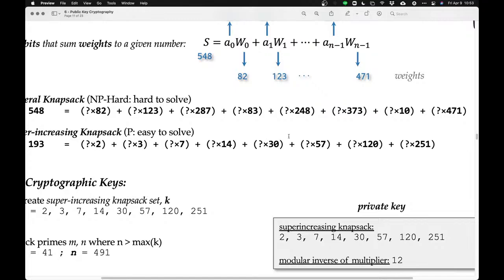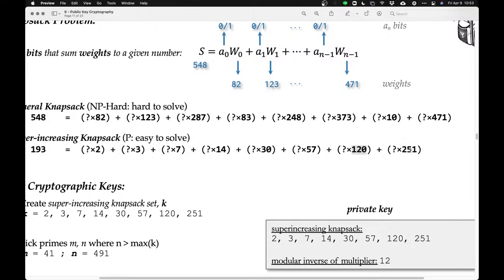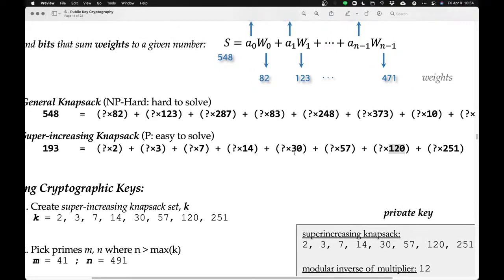What's that? 120? Why not start with 2? Yeah, if you put a 2, you don't know what goes next because everything goes in. Why not 251? Because that's clearly bigger than this number, right? 120, okay. Now you've done 120. How much remains?